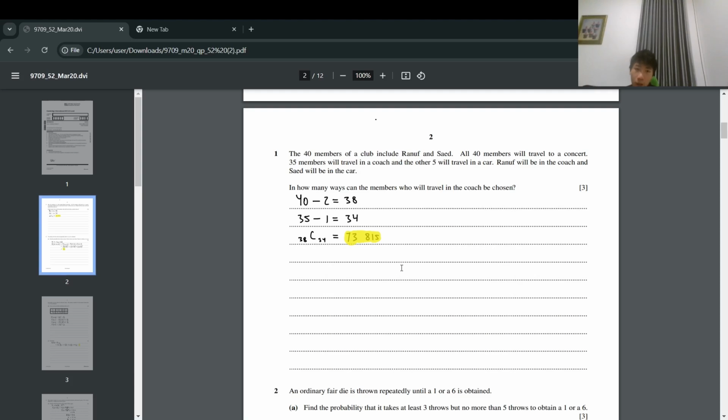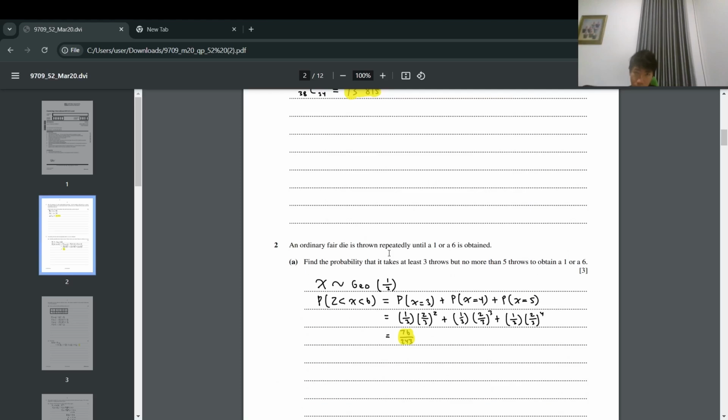Okay, as you can see, in total there are 40 members. But Ranuf and Said are already chosen, so 2 members are already out of the equation. So 40 minus 2 is 38. And for the coach, in total there are 35, but Ranuf is already chosen, so 35 minus 1, which is 34. So 38 choose 34, which is 73,815.